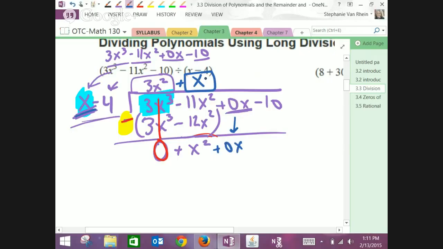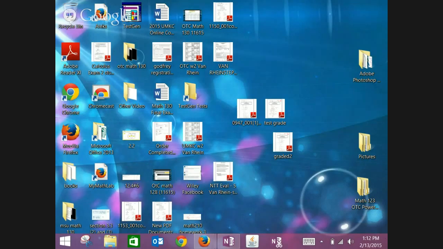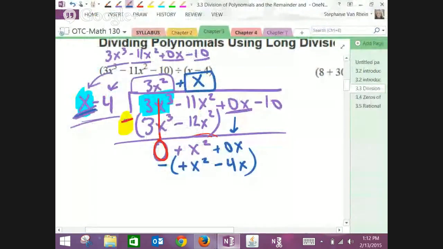I multiply it by x, and I multiply it by minus 4. So x times x is x squared, which is exactly what I wanted it to be. X times minus 4 would be minus 4x. Then I take my parentheses and I put a negative out front. If I don't put this negative out front, then I have 2x squared, and I don't want that. I want to subtract them. So that gets rid of that to 0.